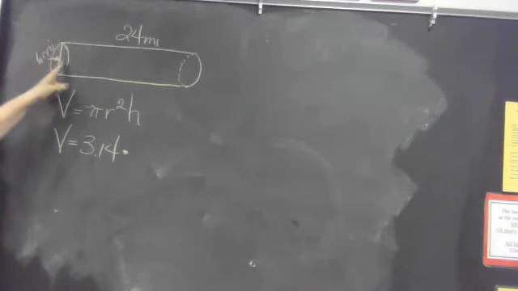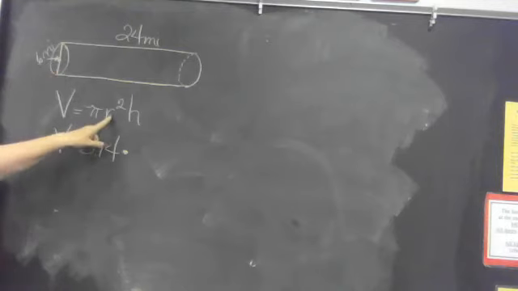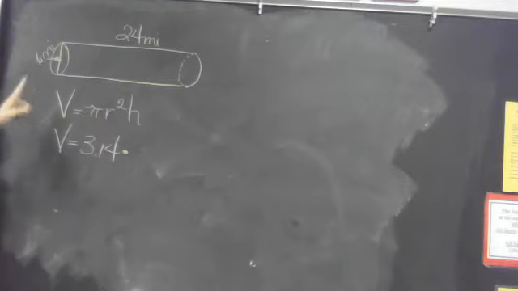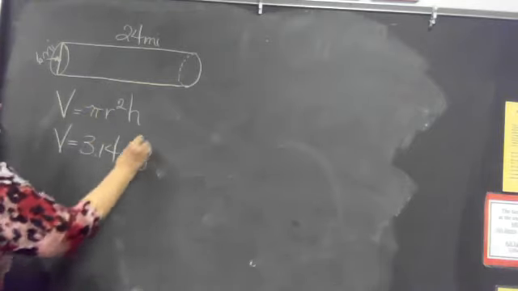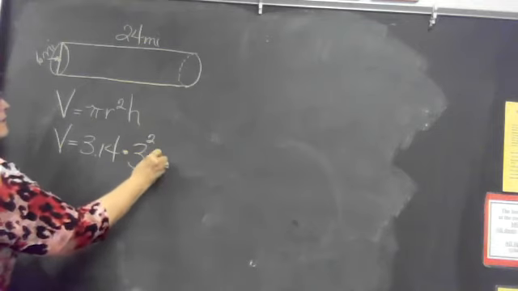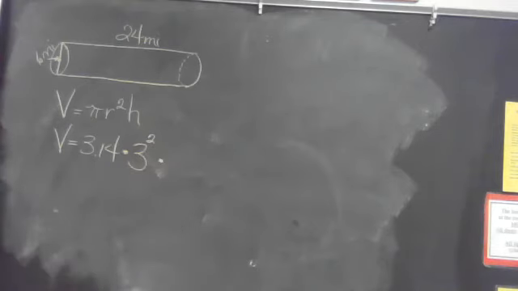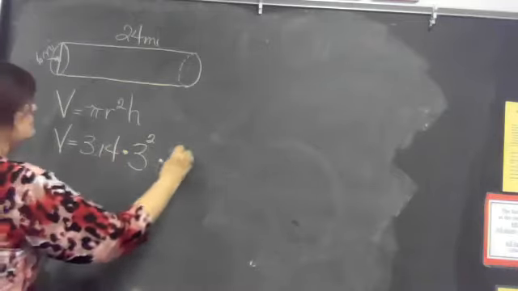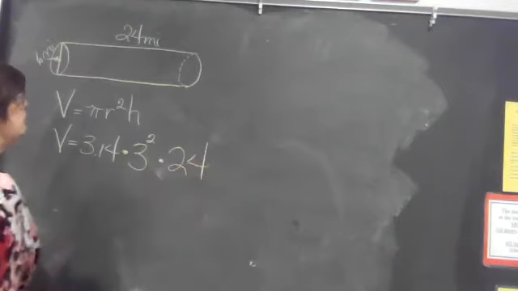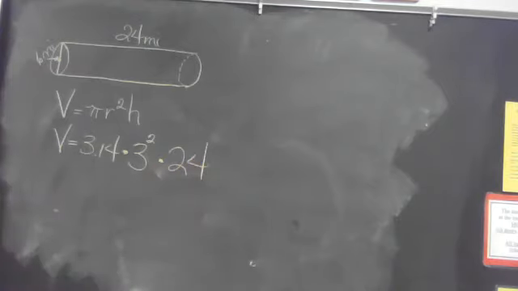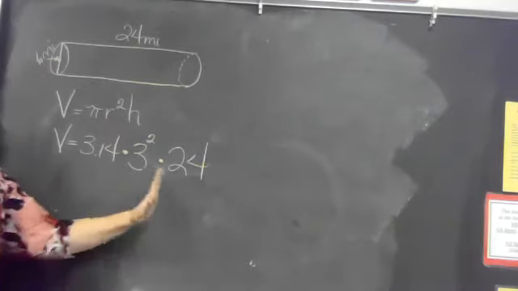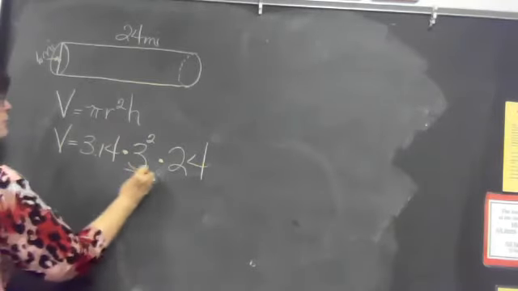See, this is going all the way across. That's the diameter. We need the radius for the problem, and so it's halfway across. So it's only going to be 3 squared times, what's the height of this cylinder? 24, because it's just laying on its side. So if you're going to do your order of operations, we have to take care of this first.